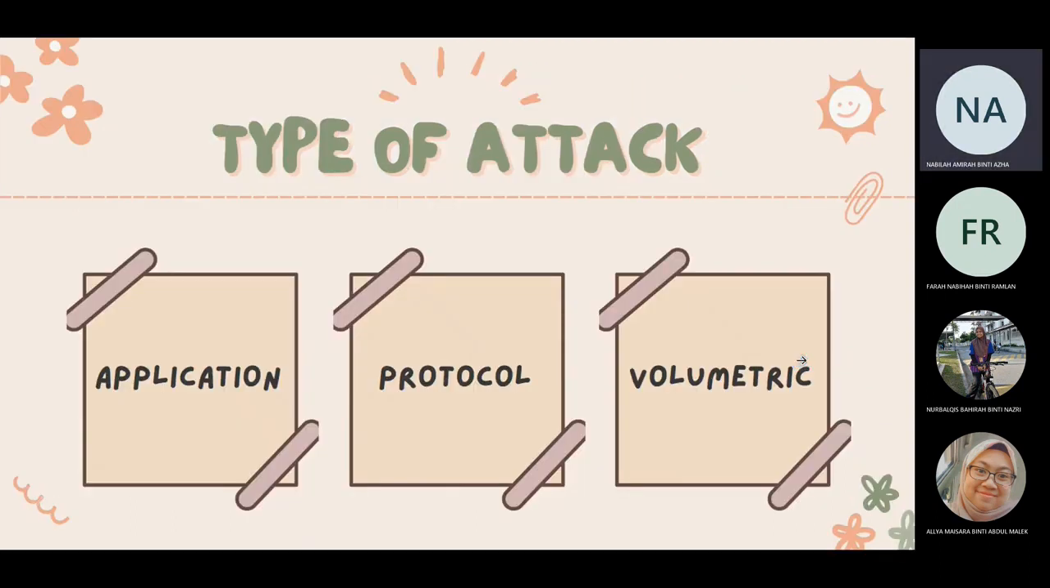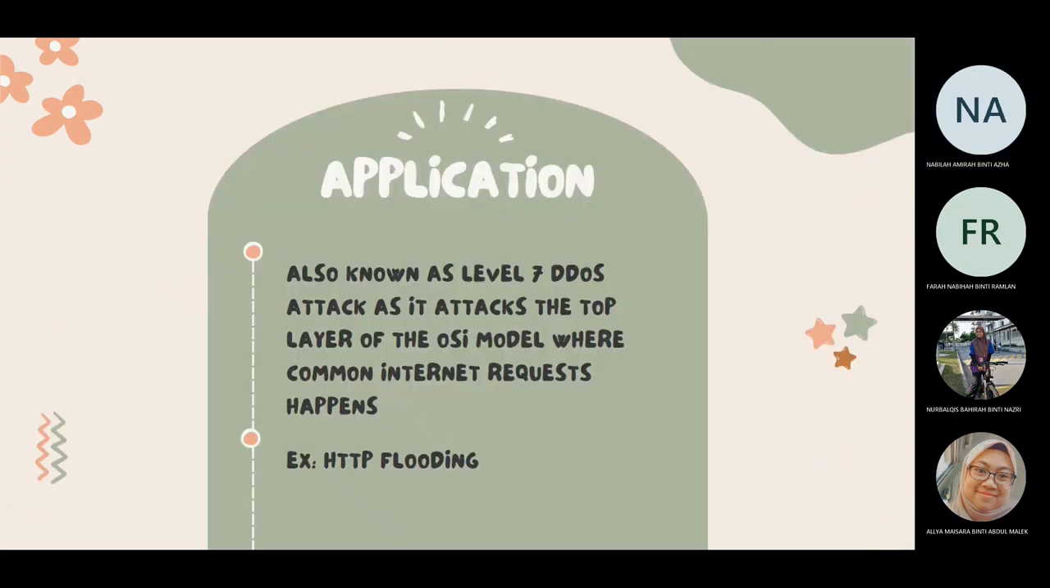DDoS is divided into three types of attack: attack on the application, attack on the protocol, and volumetric attack. Firstly, the application attack, also known as level 7 DDoS attack, as it attacks the top layer of the OSI model where common internet requests such as HTTP GET and HTTP POST happen. One example of an application attack is HTTP flooding.